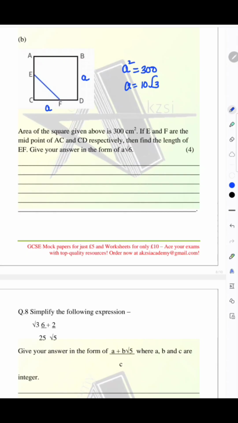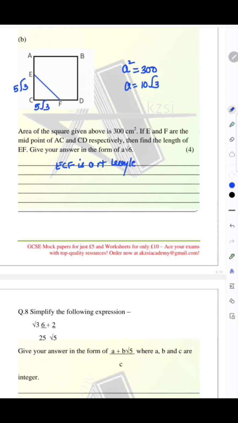They have mentioned E and F are the midpoints. E is the midpoint, F is the midpoint. That means clearly EC, this part, will be 10 root 3 divided by 2 because it's a midpoint, which is 5 root 3. Obviously, it will be half of it. If E is the midpoint, then EC will be half of AC, which is 5 root 3. And similarly, I can say CF will be 5 root 3 as well. And now you have to calculate the length of this EF, which is basically the hypotenuse of this right angle triangle, because we know that all the angles of a square are 90. So ECF is basically a right triangle.